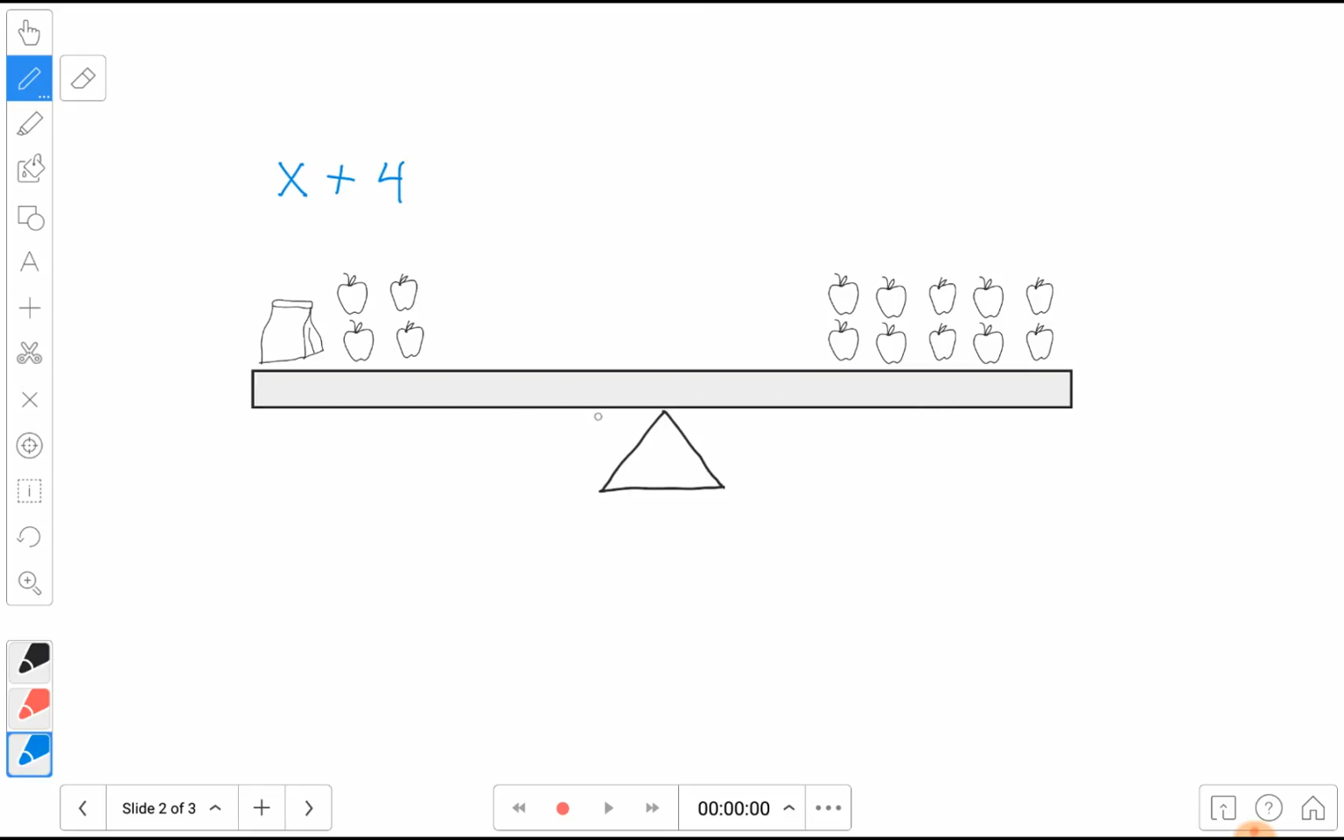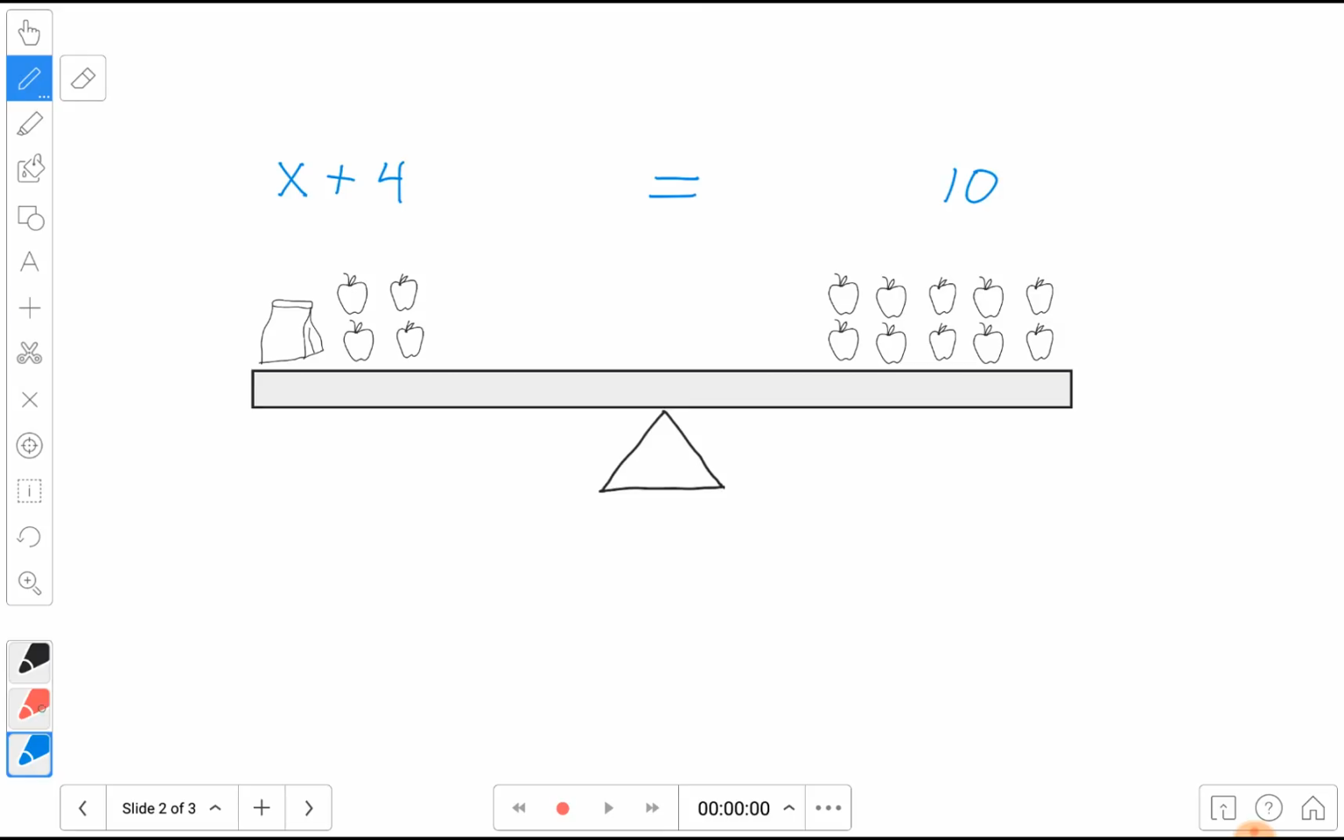And you can see this like a teeter-totter, right? It balances around the fulcrum here, which is a triangle. On this side, we can write an equation. There are 1, 2, 3, 4, 5, 6, 7, 8, 9, 10 apples. So that's just the integer 10. This is just the number 10 over here. And so this is an equation. It's balanced on each side, which means they're the same, which means it's equal. So x plus 4 equals 10. This is a representation here using bags, apples, and this balance.